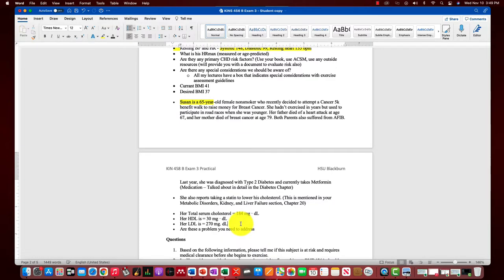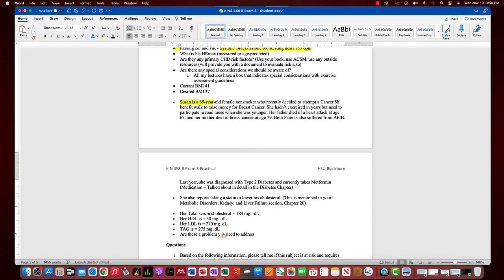Let's add one more here for you guys just to make it a bit more interesting. Triacylglycerols are, and you should know what a triglyceride or a triacylglycerol is. Let's say this is 275. That sounds like a good number.